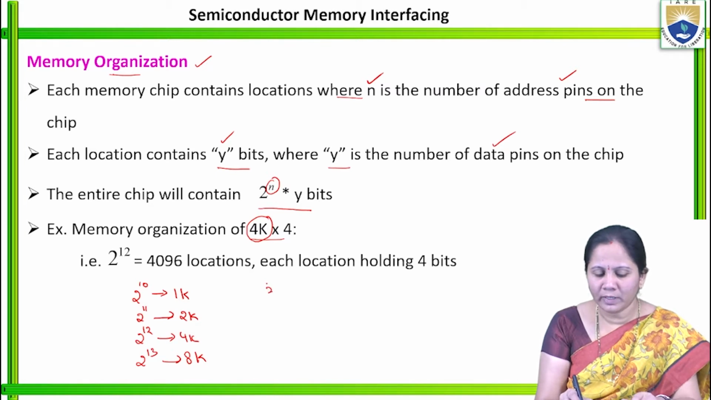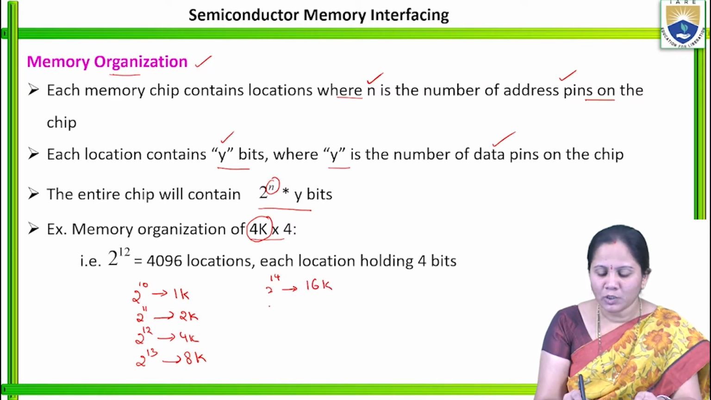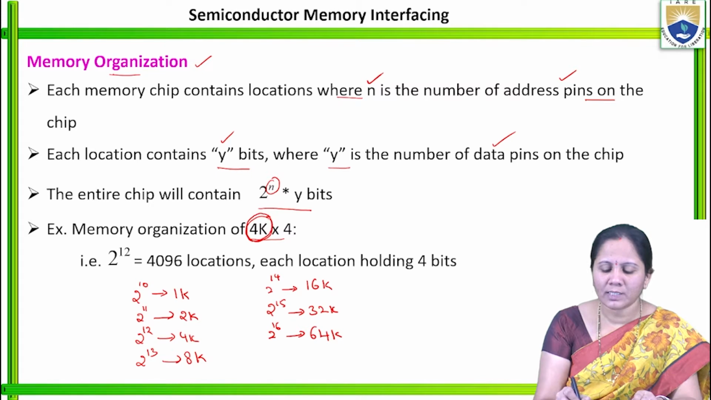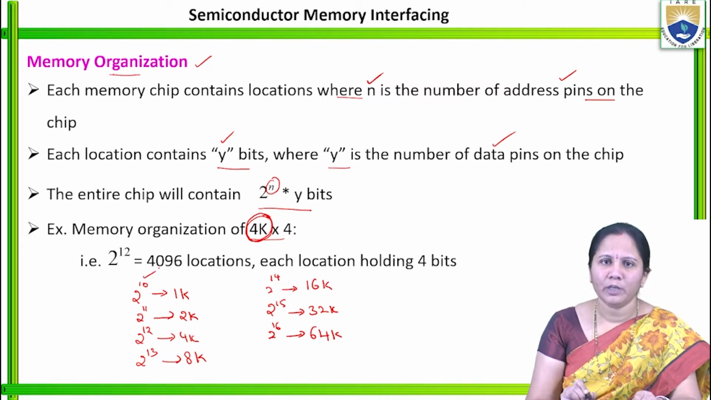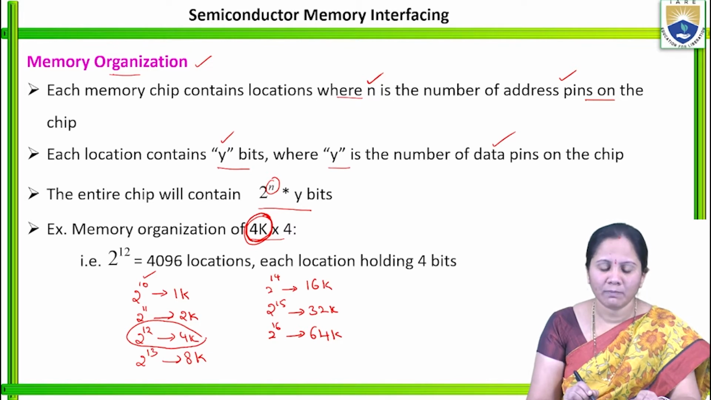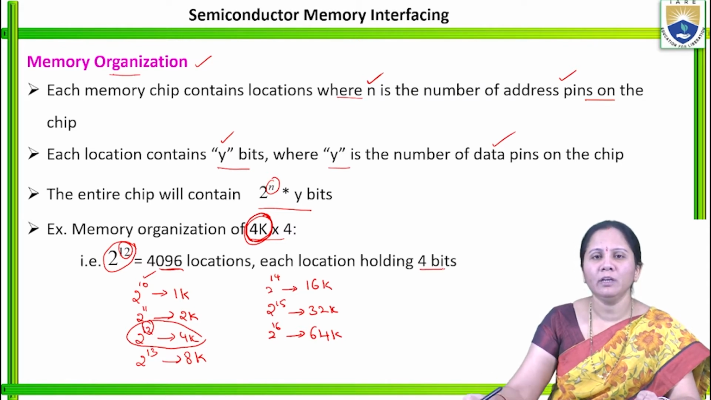Then 2 power 14 is 16K, 2 power 15 is 32K, and 2 power 16 is 64K. So we have to represent the size of the IC in terms of 2 power n, where n represents the number of address lines. Here the chip size is 4K, and 4K is 2 power 12. The value of 4K represents 4096 locations, written as 2 power 12, so this 12 represents the number of address lines. Each location will hold 4 bits.